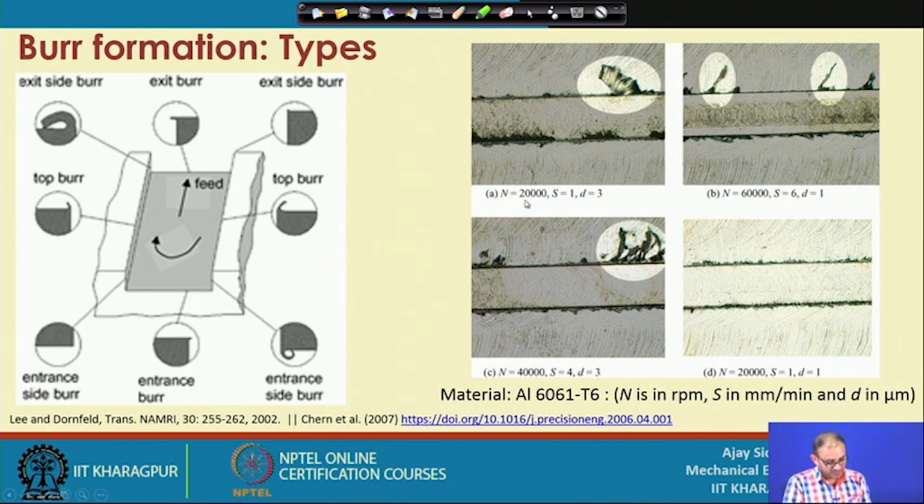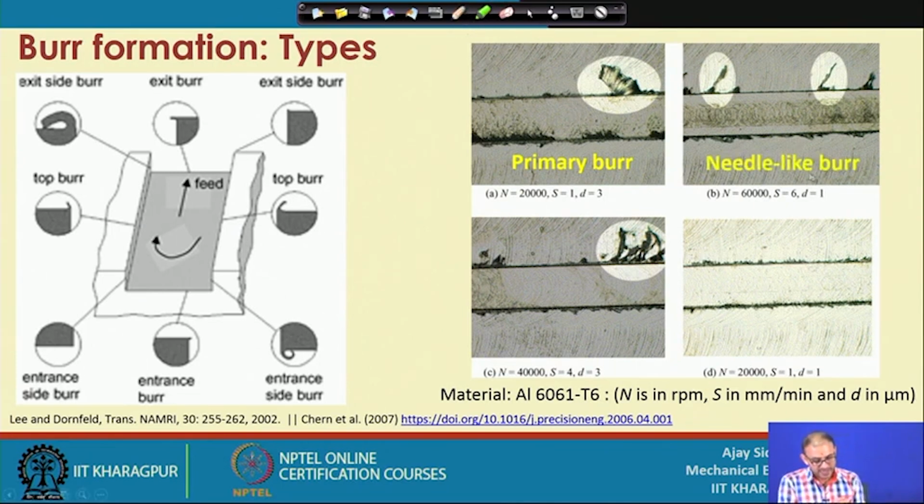So, this is the RPM, 20,000 RPM, the feed rate of 1 millimeter per minute, and the depth of cut is 3 micron. What are the different ways of describing these? One is the primary burr. Primary burr means all of these are considered primary burrs, because you are not able to avoid them in this case. Whatever we have shown schematically in the earlier slide, we have seen by SEM image, all those are called primary burrs.